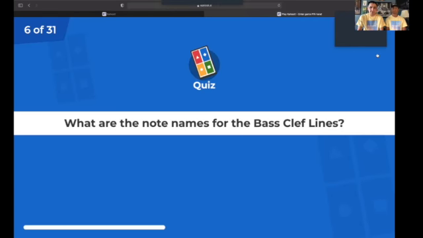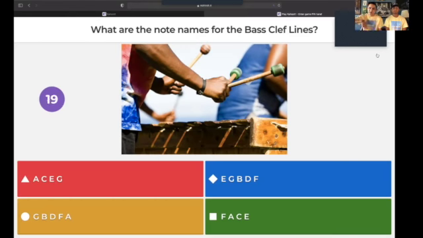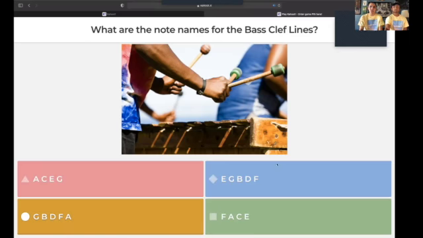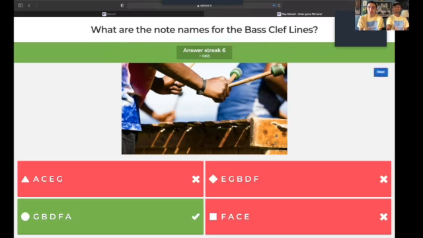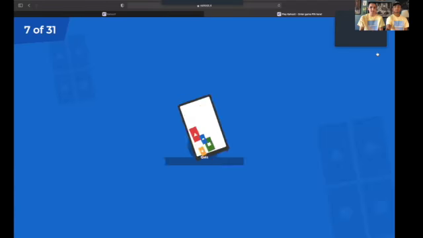Question number 6. What are the note names for the bass clef lines? So now we're going down into the bass clef, the lines. We have A, C, E, G; E, G, B, D, F; G, B, D, F, A; or F, A, C, and E. Be very careful here. A lot of similar answers. And the correct answer would be G, B, D, F, and A for the bass clef lines.